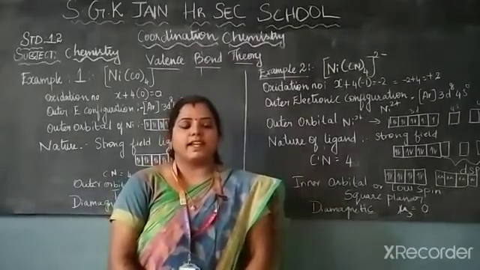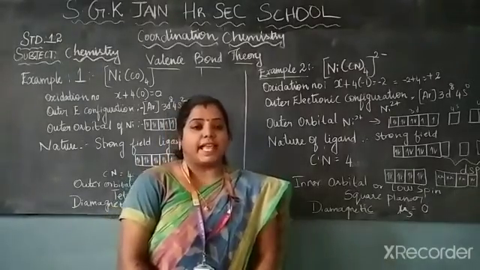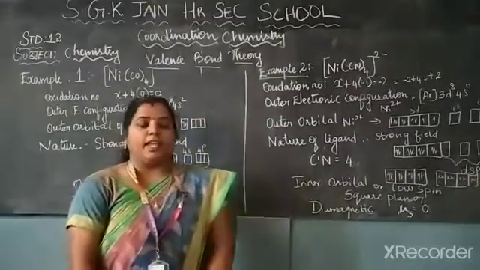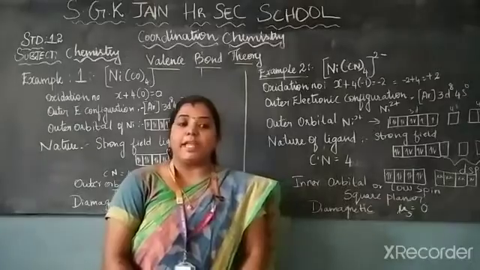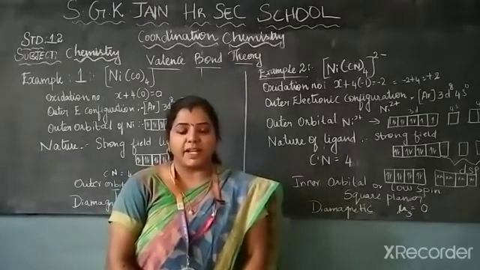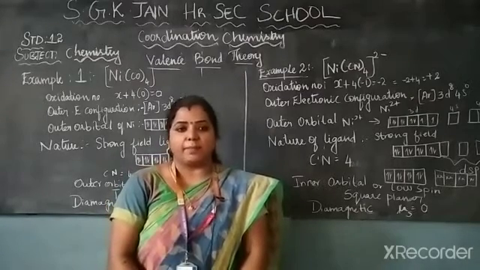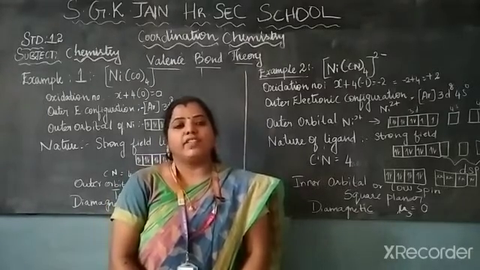Today, for the 12th standard, I am going to explain the lesson Coordination Chemistry, and the topic is examples of valence bond theory. In the previous class we discussed the main features of the valence bond theory, how it has been explained, and on what basis. All those things we discussed in the previous classes. Now we go ahead with the examples.